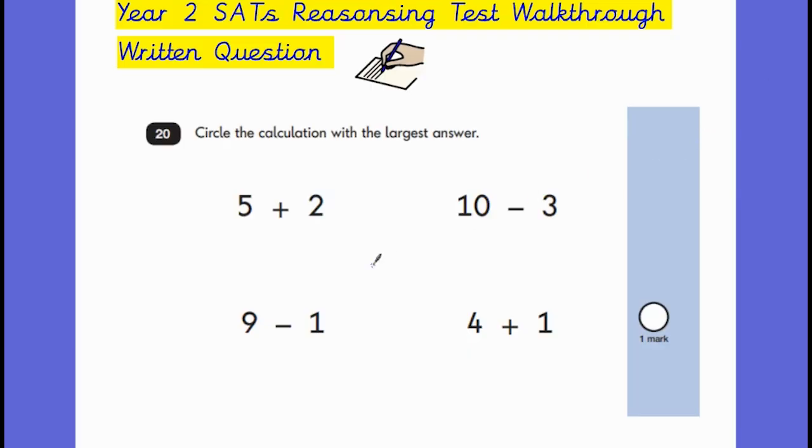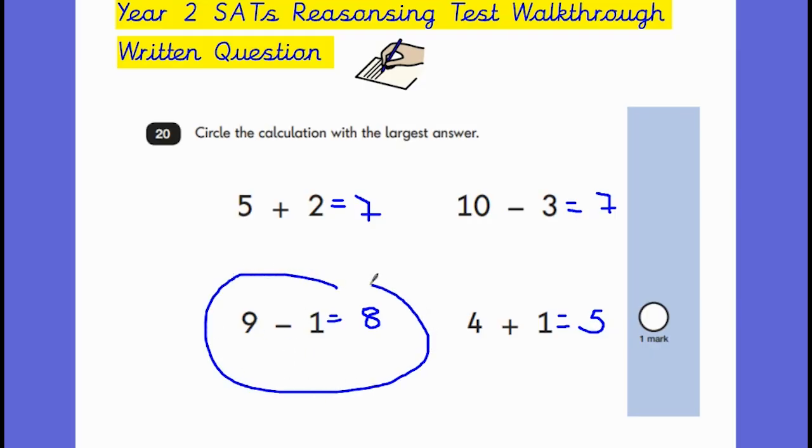Question number 20. Circle the calculation with the largest answer. Now, this is just asking them to add some one-digit numbers together. So which of these sums has the largest answer? Well, 5 and 2 make 7. 10 take away 3 is 7, so they're the same. 9 take away 1 is 8. And 4 plus 1 is 5. So given that we've just worked all of these out, you have to go back and make sure they circle the correct one.